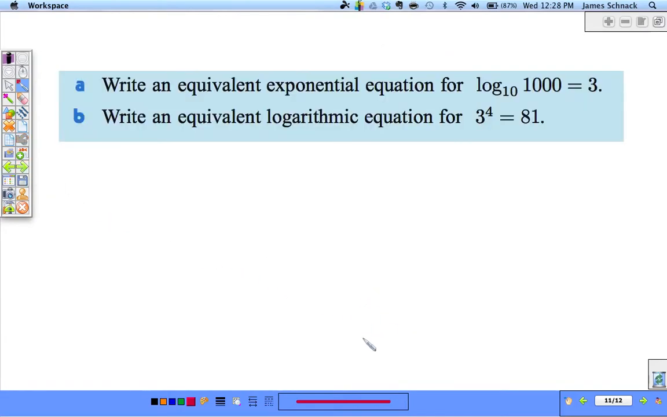So, write an equivalent exponential equation for log base 10 of 1,000 equals 3. What are logs equal to? They're equal to exponents. Base of 10, exponent of 3 equal to 1,000. That's a true statement.